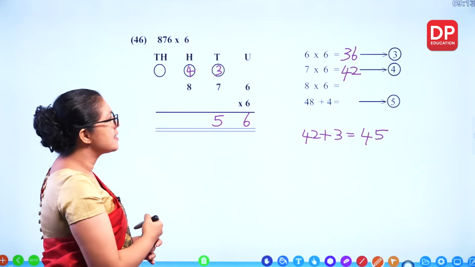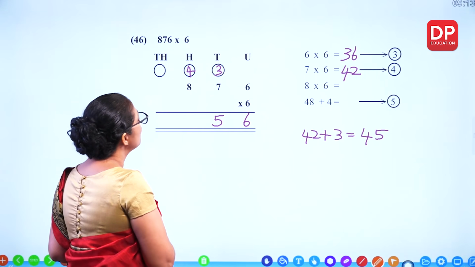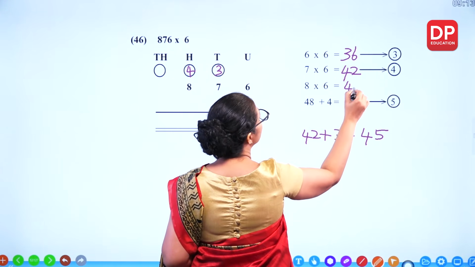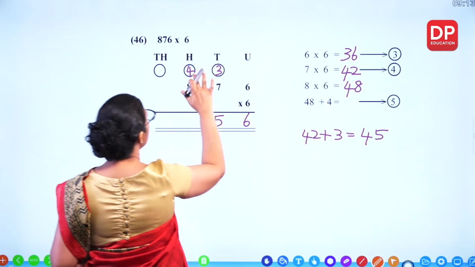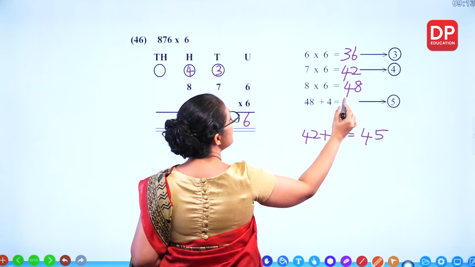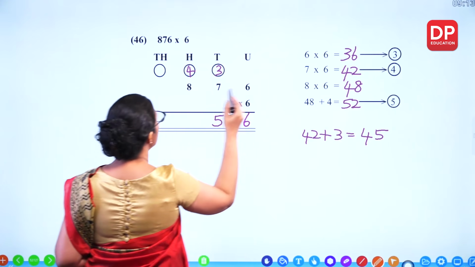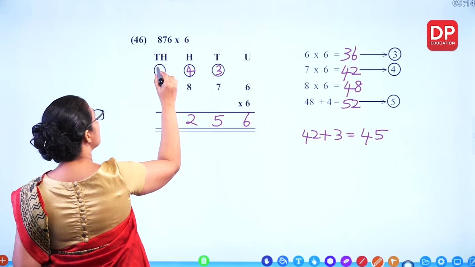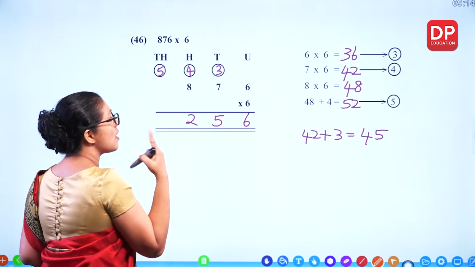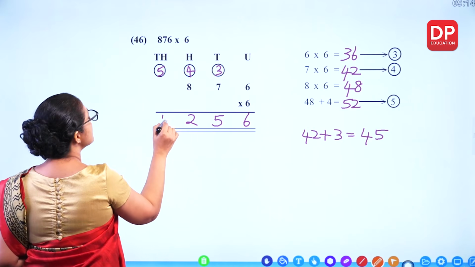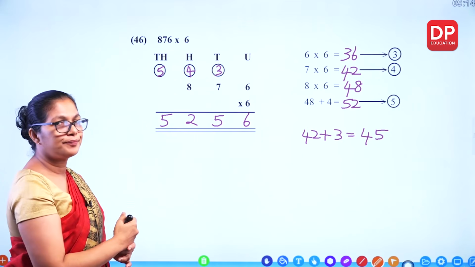6 times 8, 48. And 48 and this 4, when you add it, you get 52. So you write 2 here, take 5 to the next level. That's thousands place. So this is 5.